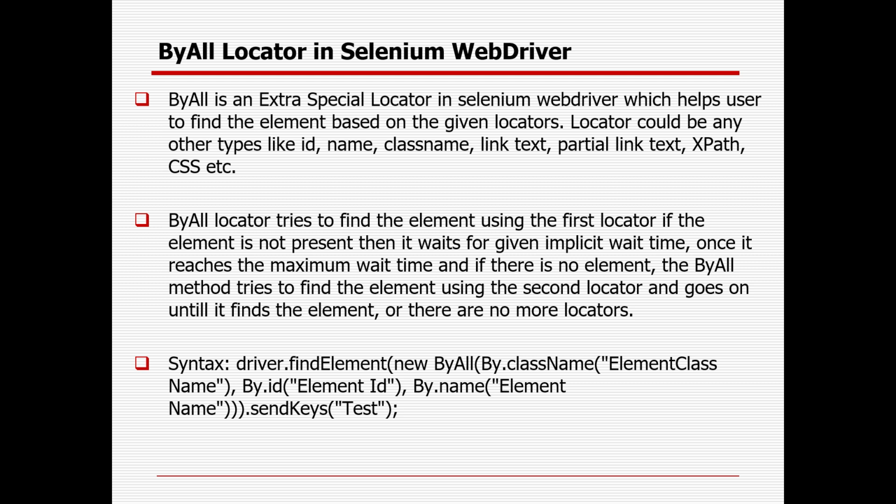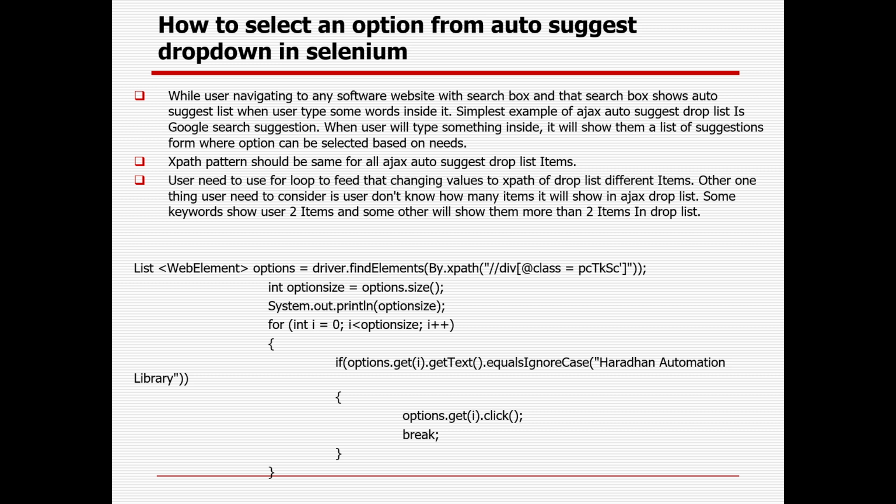ByAll locator: in case your element locator is failing, there's a probability that the element locator might get changed randomly. You can go with multiple combinations, so you can use the ByAll locator, where in case one is not working, it will try the second one, then the third one, and so on.